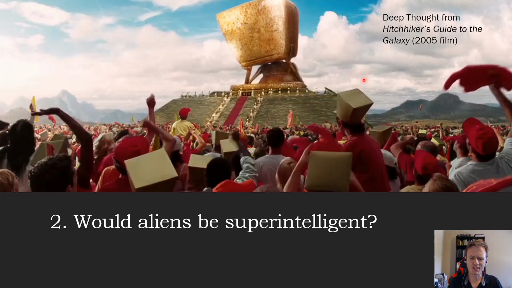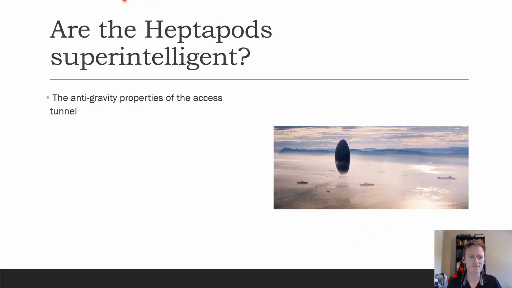Notice the question we're asking is, would aliens be super intelligent? Well, there are reasons to think that they're sort of smart. In fact, that they're smarter than us. One is that they have anti-gravity properties in the access tunnel. So we don't have that yet. That's pretty cool, but seemingly very difficult. They have a very sophisticated language. And one thing that's odd is it's not so sophisticated that a trained linguist can't figure it out, but it's still very sophisticated.